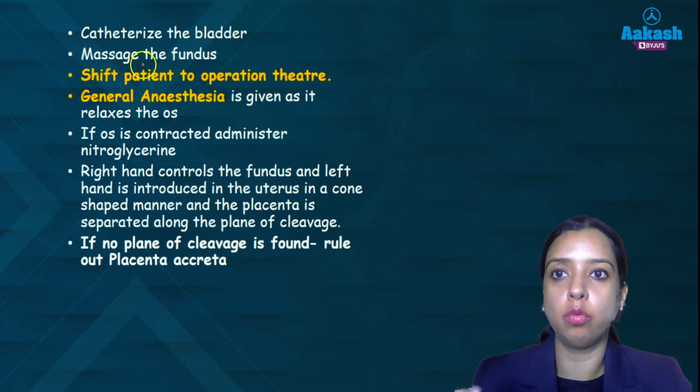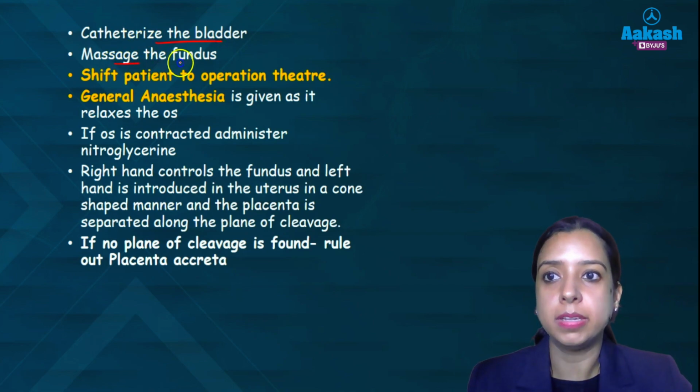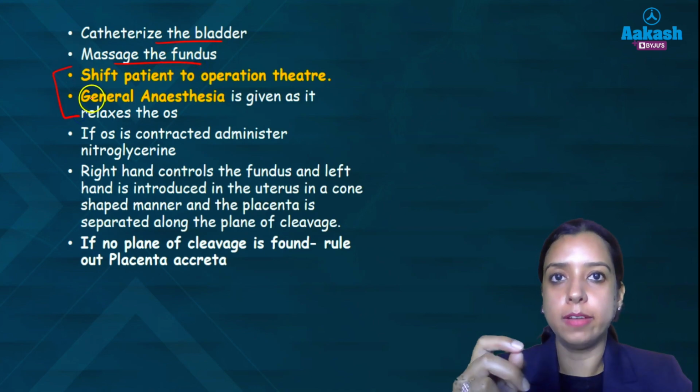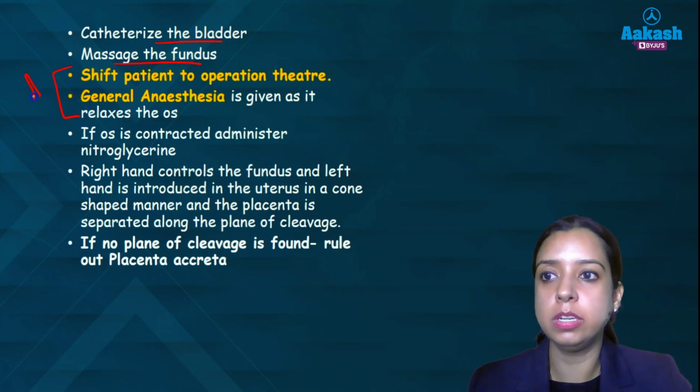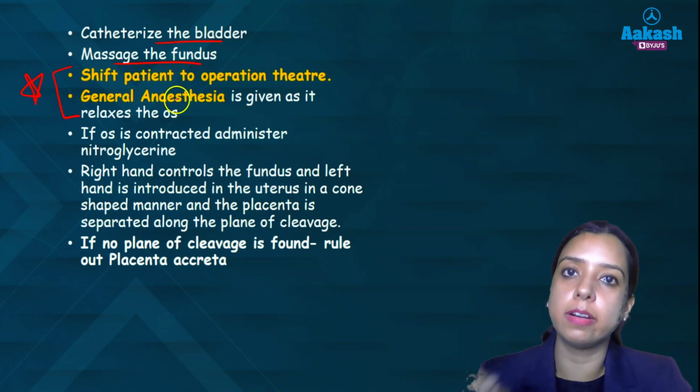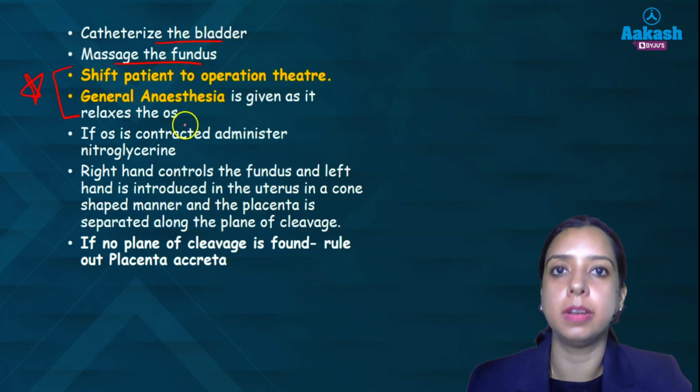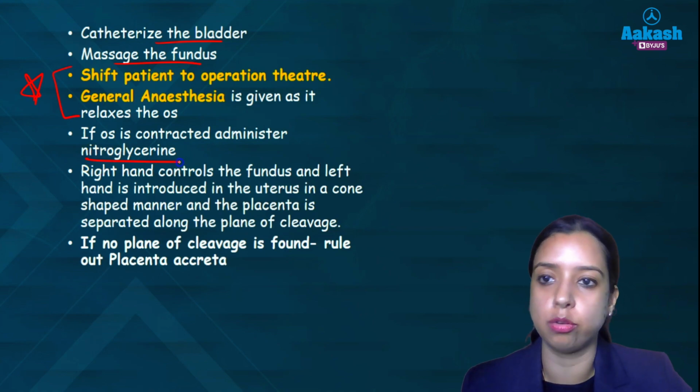In case the cord gets torn, what do you have to do? Catheterize the bladder, massage the fundus. Important: whatever method of manual removal I am telling you, it has to be done in OT with the patient under general anesthesia so that the uterus becomes relaxed. If it doesn't, you might have to give nitroglycerin.